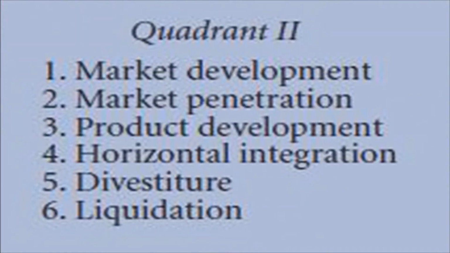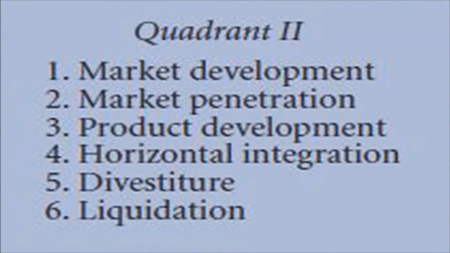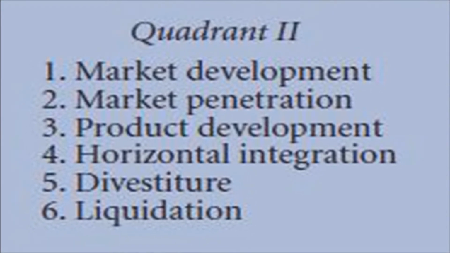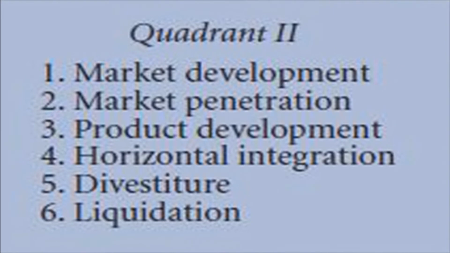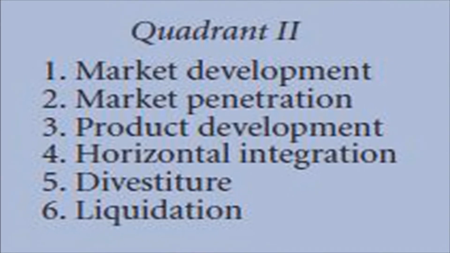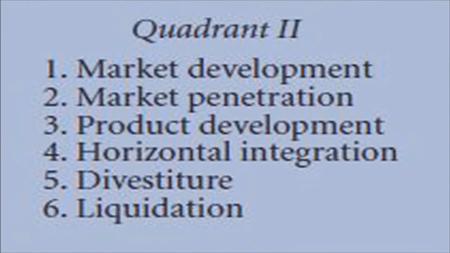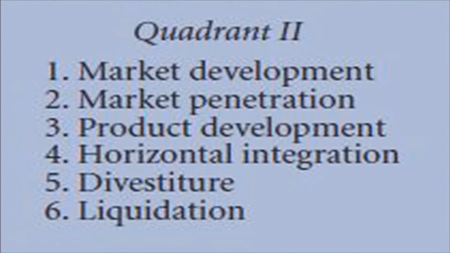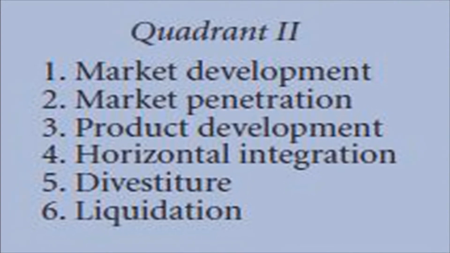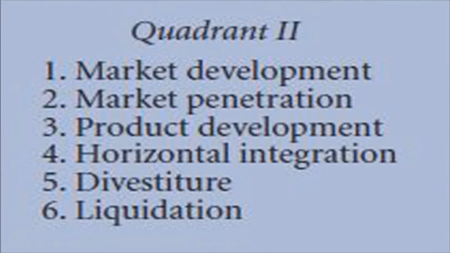Firms positioned in Quadrant 2 need to evaluate their present approach to the marketplace seriously. Although their industry is growing, they are unable to compete effectively, and they need to determine why the firm's current approach is ineffective and how the company can best change to improve its competitiveness.